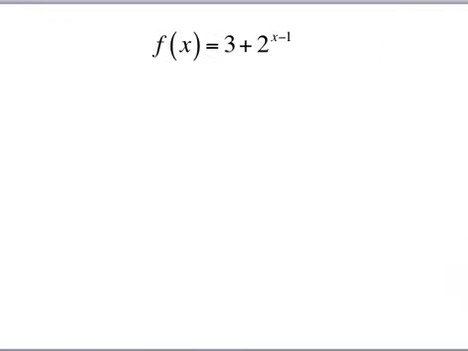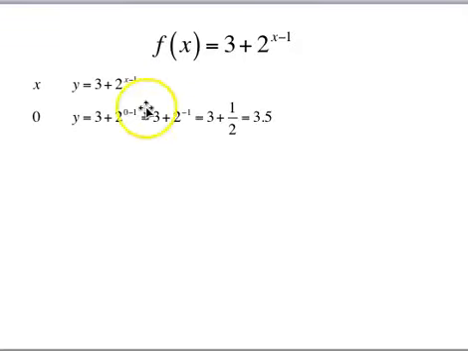All right, let's take a look at another question here. f of x is 3 plus 2 to the x minus 1. I'm going to do this by plugging in values. If x is 0, 0 minus 1 is -1. 2 to the -1 is a half. 3 plus a half is 3 1/2.